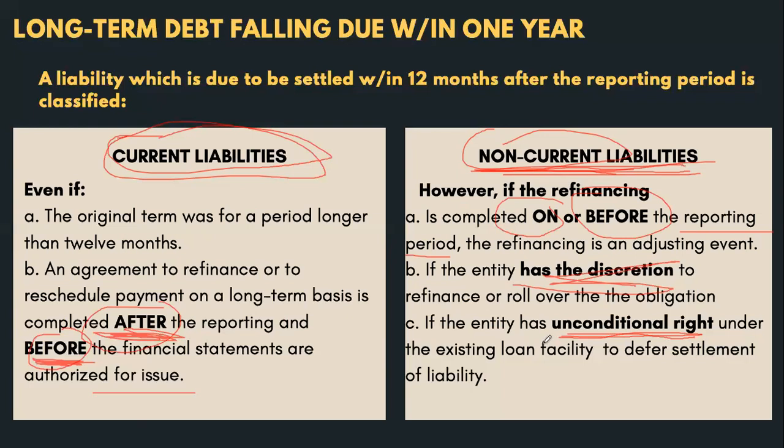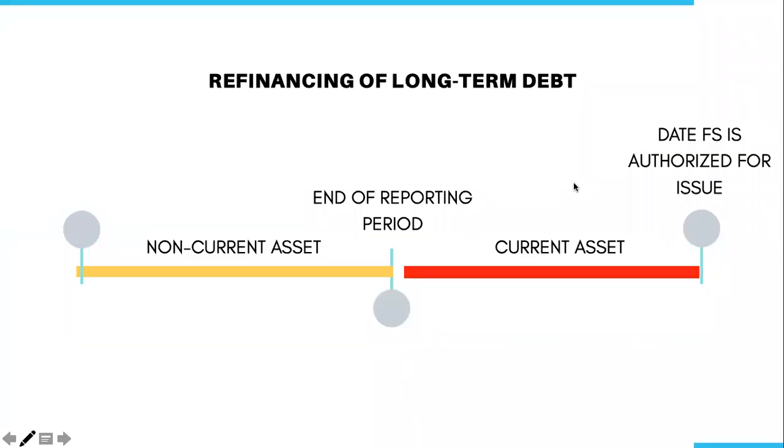Therefore, the long-term debt due within 1 year is classified as non-current liability. Okay, so to avoid confusion, let's draw this. This is like a timetable. This is the end of the reporting period. This is your reporting date.